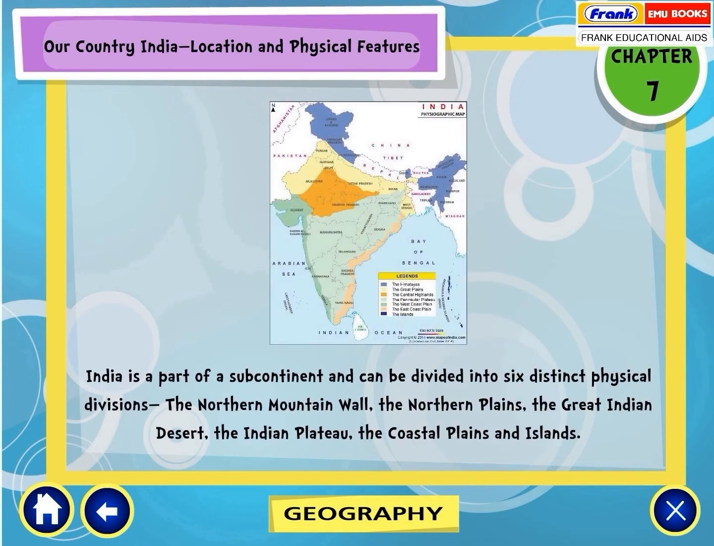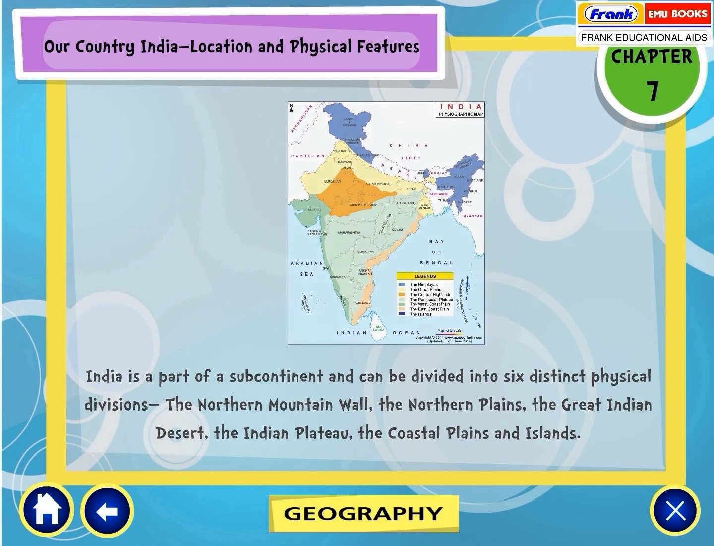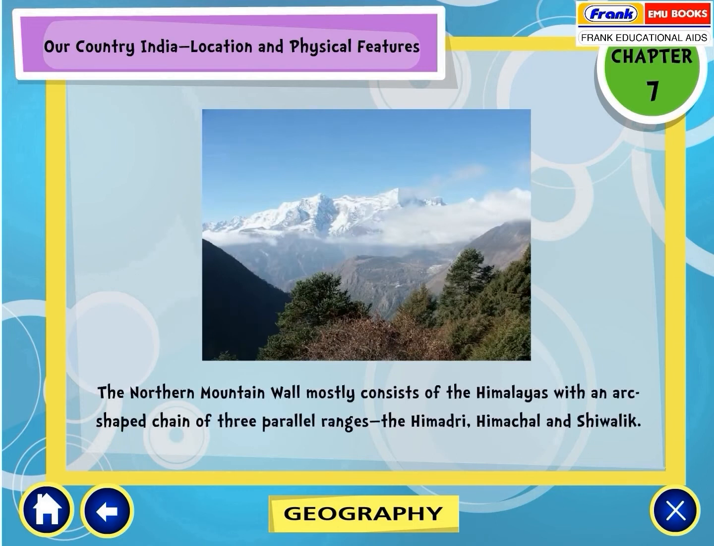India is a part of a subcontinent and can be divided into 6 distinct physical divisions: the Northern Mountain Wall, the Northern Plains, the Great Indian Desert, the Indian Plateau, the coastal plains, and islands. The Northern Mountain Wall mostly consists of the Himalayas with an arc-shaped chain of 3 parallel ranges: the Himadri, Himachal, and Shivalik.